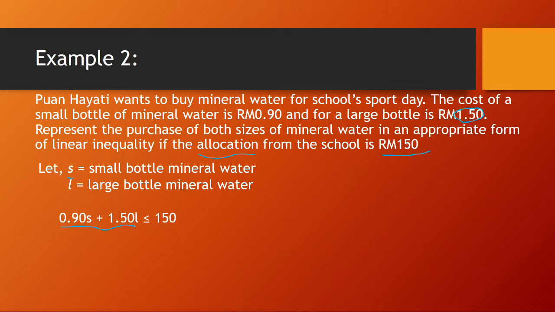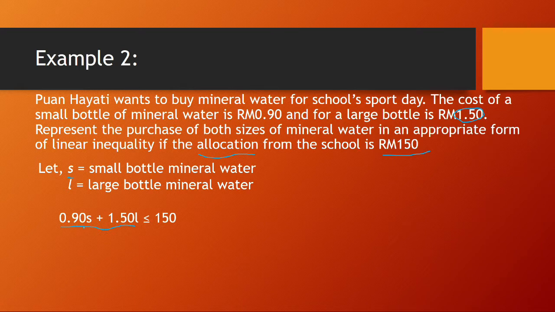So when you see it's in the form of decimal, you have to change it into a whole number. It's the same when it comes to a fraction. Whenever you see a fraction, you have to change it to a whole number. So how do we change the decimal here into a whole number? By multiplying by 10.